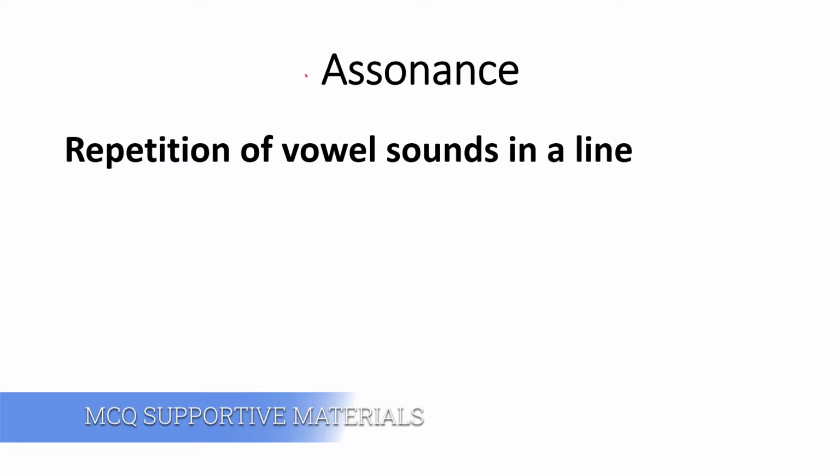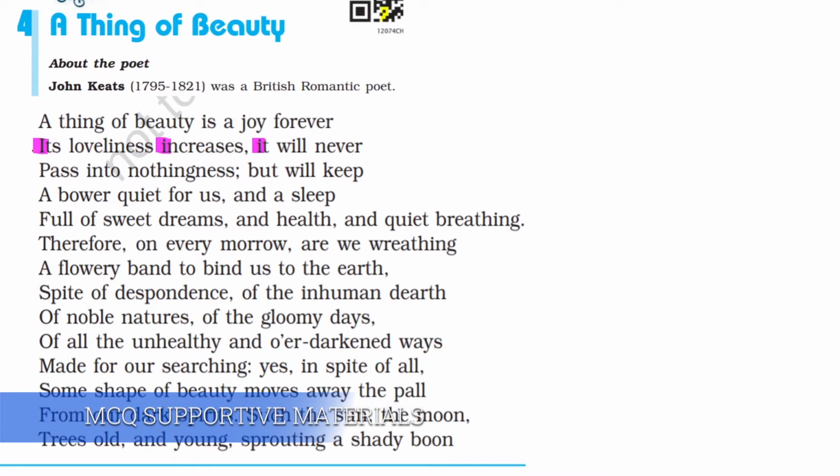Next is assonance. Assonance is the opposite of alliteration. Here we can see the repetition of vowel sound in a line. Look at it, the I sound is repeated thrice in the second line of the poem: its loveliness increases, it will never. So assonance is the poetic device used here.